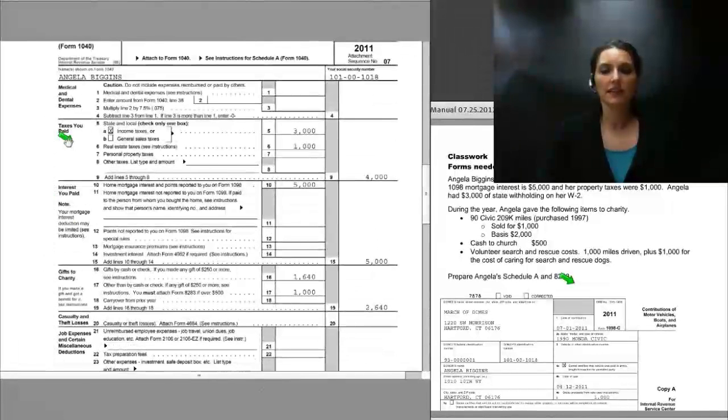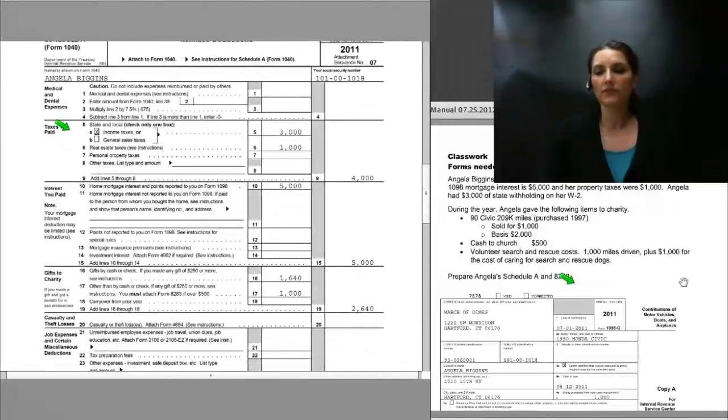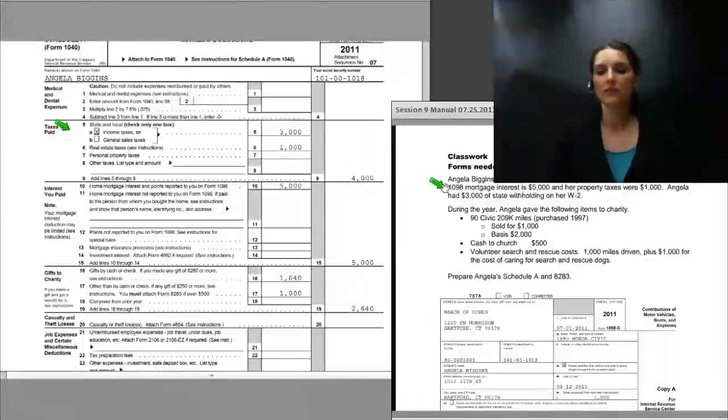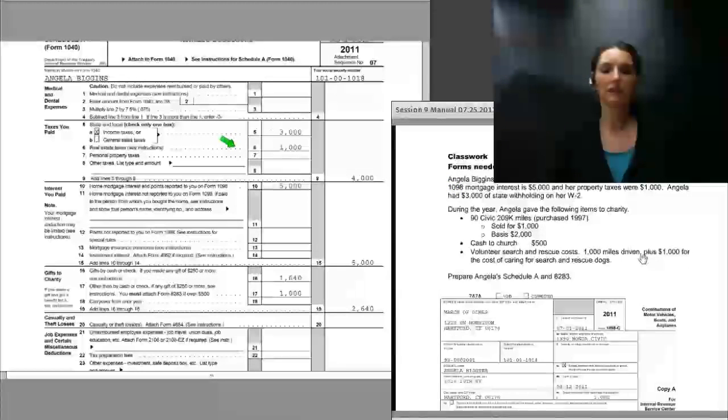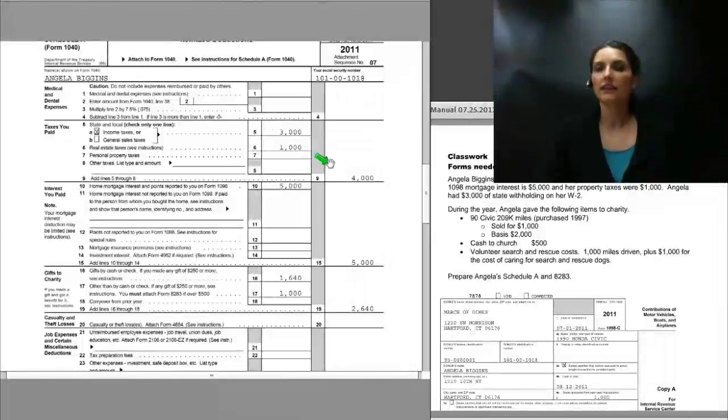And on the Schedule A, let's take a look at it and also reference the problem itself in the course manual as we go. Inside the course manual, one of the items that we tell you is that she had withholding of $3,000 on her W-2. We're going to enter that as state income taxes paid. The next item in line is $1,000 for real estate taxes, and we're telling you here that she paid $1,000 for real estate taxes. So her total taxes that she can deduct for the year are $4,000 on line 9.